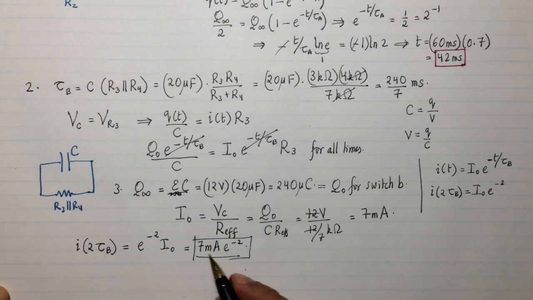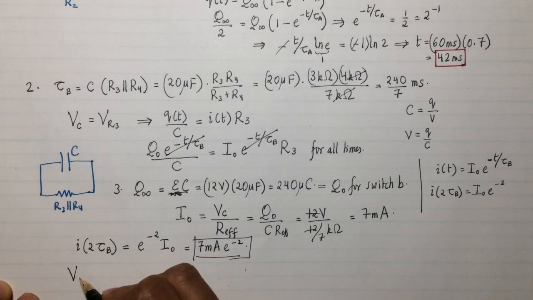The current is going to divide up into two currents. R3 is going to get a little bit more because it has less resistance than R4. But no matter what happens, the voltage across them is going to be the same. And it's going to be the same as the voltage across the capacitor. So we might as well find the voltage across the capacitor rather than mess around with the currents.